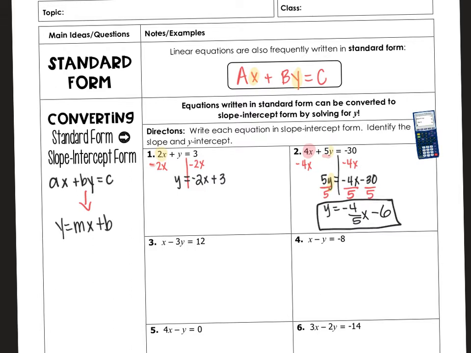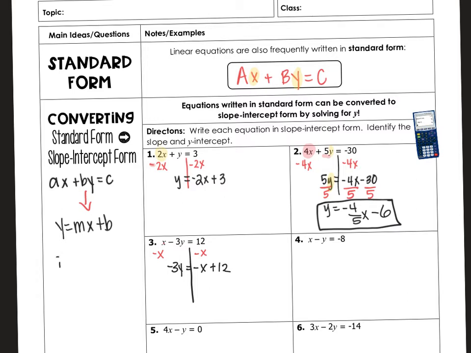All right, so if you notice the pattern, we had to move the x first, and then we have to divide by the number that's in front of y. So looking at number 3, we need to get rid of our x first. So how do we get rid of a positive x? We're going to subtract x from both sides. I'm left with negative 3y equals negative x plus 12.